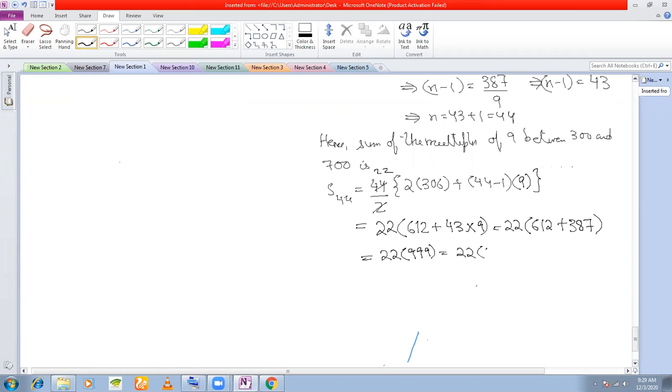999 can be written as 1000 minus 1. So this is 22,000 minus 22, which is 21,778. Right? So this is your sum of all the multiples of 9 between 300 and 700. Any question?